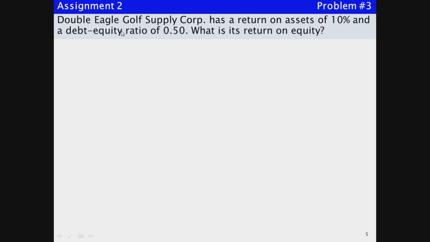Problem number 3. Double Eagle Golf Supply Corp has an ROA of 10% and a debt-equity ratio of 0.5. What is its return on equity? Well, the DuPont identity for return on equity takes profit margin times total asset turnover times the equity multiplier. Definitely a relationship you want to know as a financial analyst, someone who's considering financial ratios.